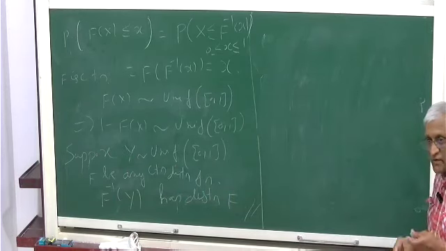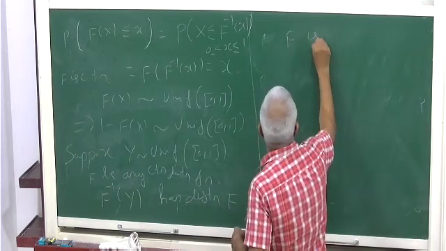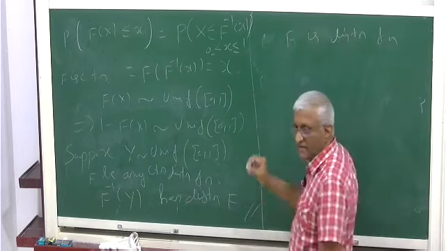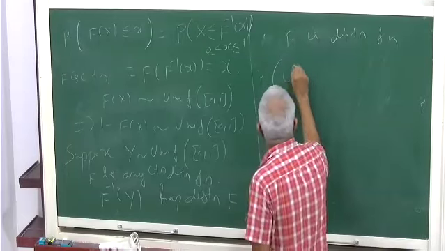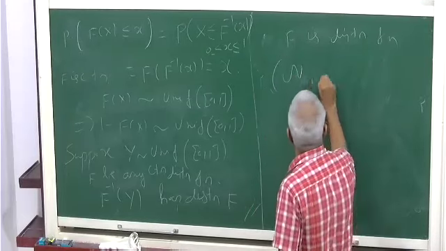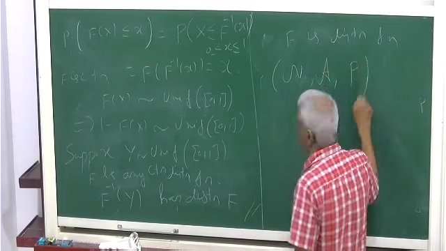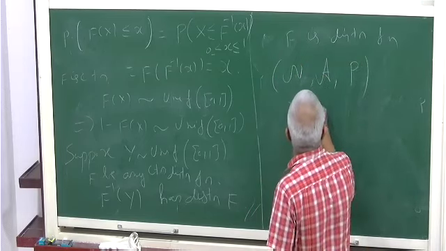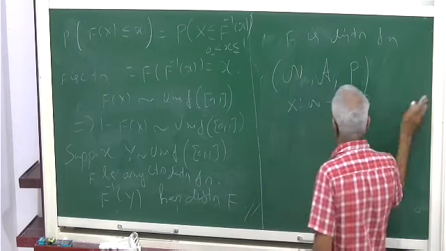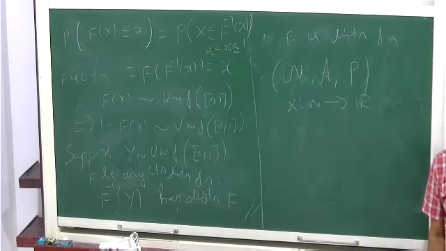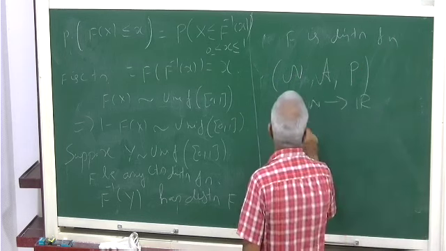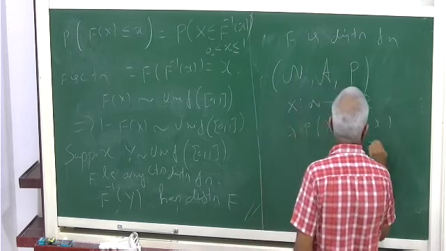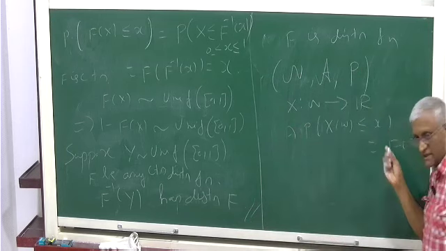What we want to do is the following. If F is some distribution function with those properties, then we want a sample space omega, a sigma algebra, a probability measure, and a random variable X from omega to R, such that X has the distribution function F. This is what we want to construct.